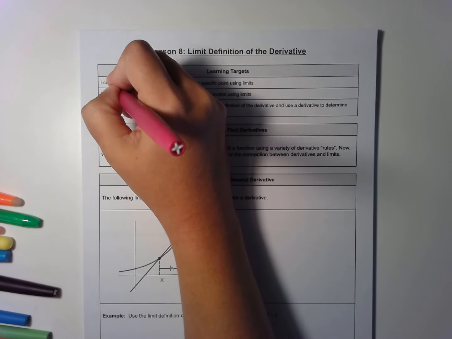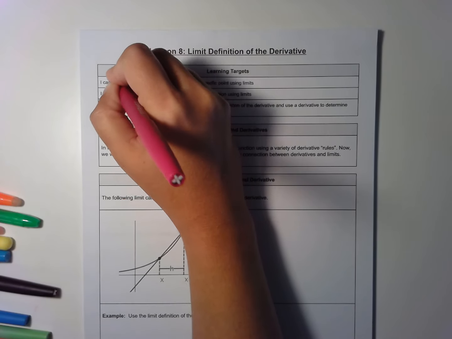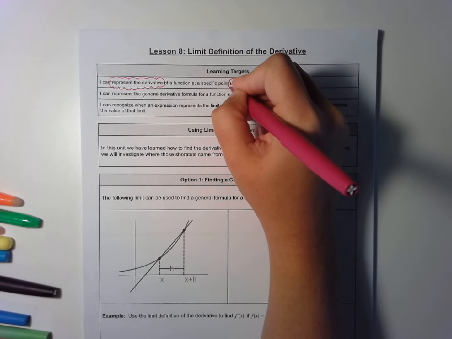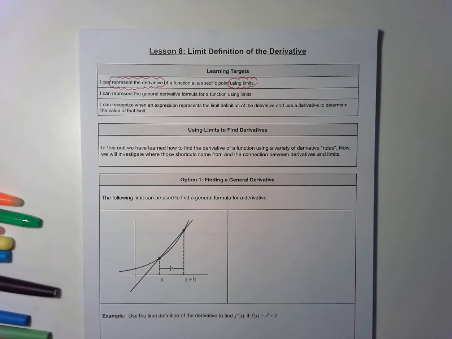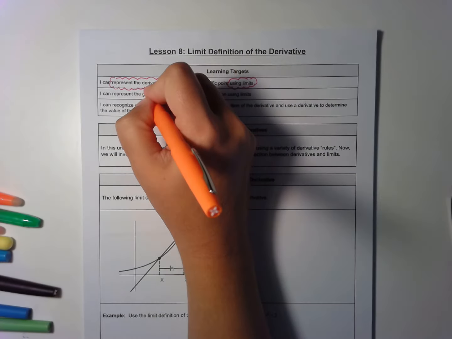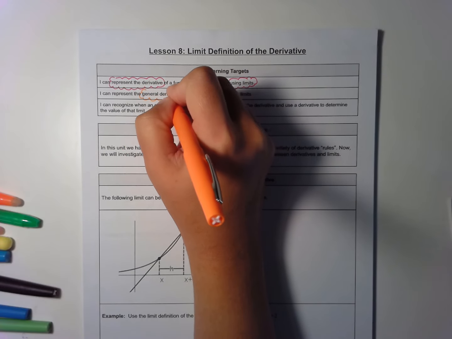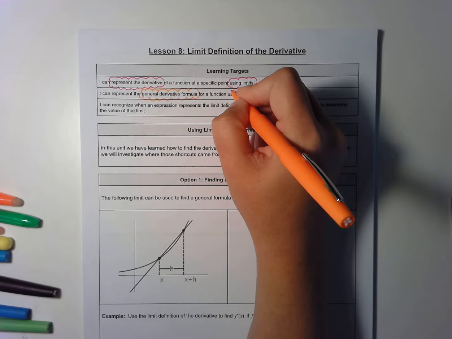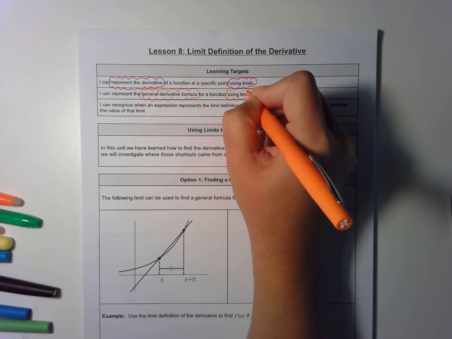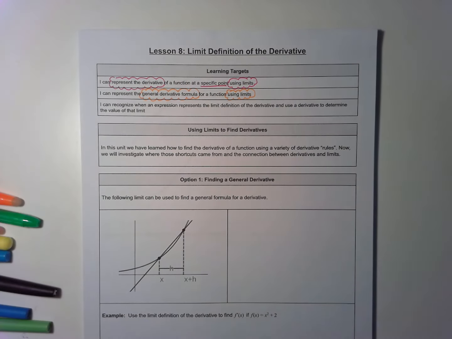So we're going to be representing the derivative, so showing it, in a new way today using limits, which we learned in Unit 1. The second learning target for today is I can represent the general derivative formula for a function. So we're going to take the derivative and get an equation using limits. Whereas I probably should have highlighted that the first part here was at a specific point and the second one is for a general formula.